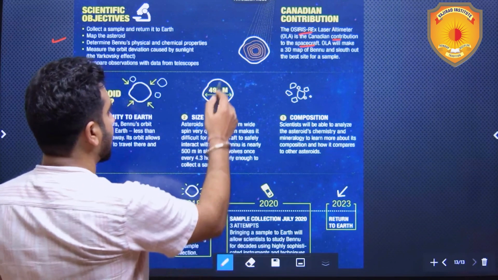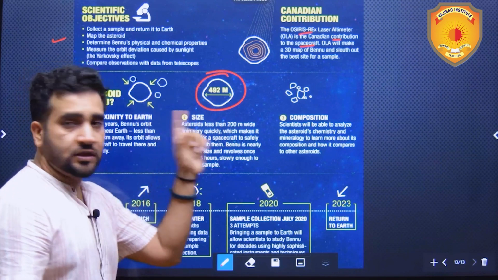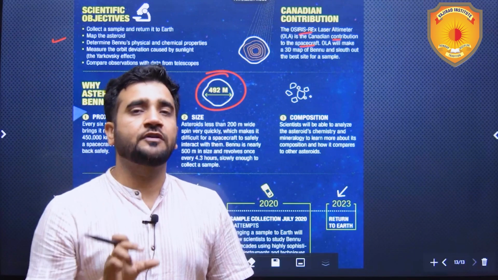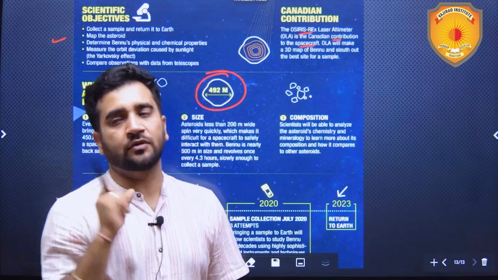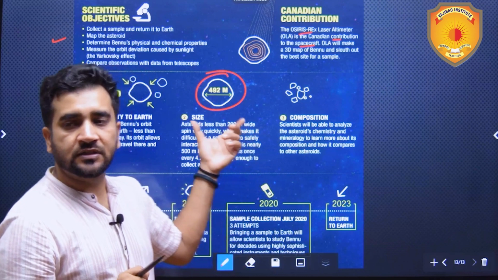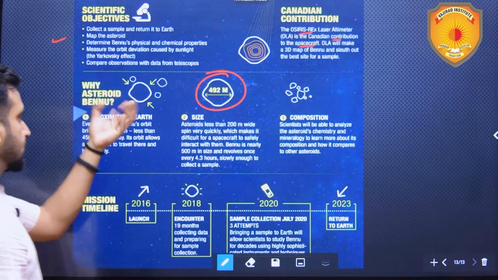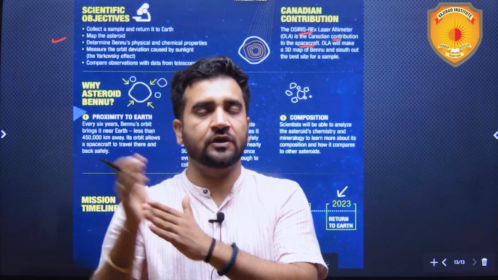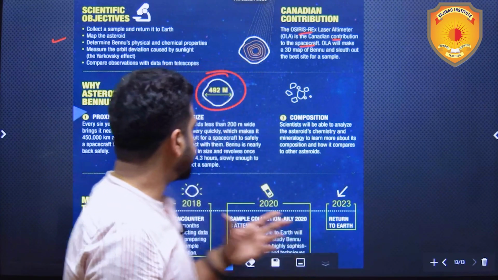The size of this asteroid is 492 meters. This was purposely chosen because asteroids of smaller size, that is 200 meters or less, spin very fast and it becomes very difficult to land on them. That is why this big size was chosen. Now why asteroid Bennu? Because it is in proximity to the Earth. Every 6 years it comes in proximity of the Earth. It becomes easy to land there, then take off from there.